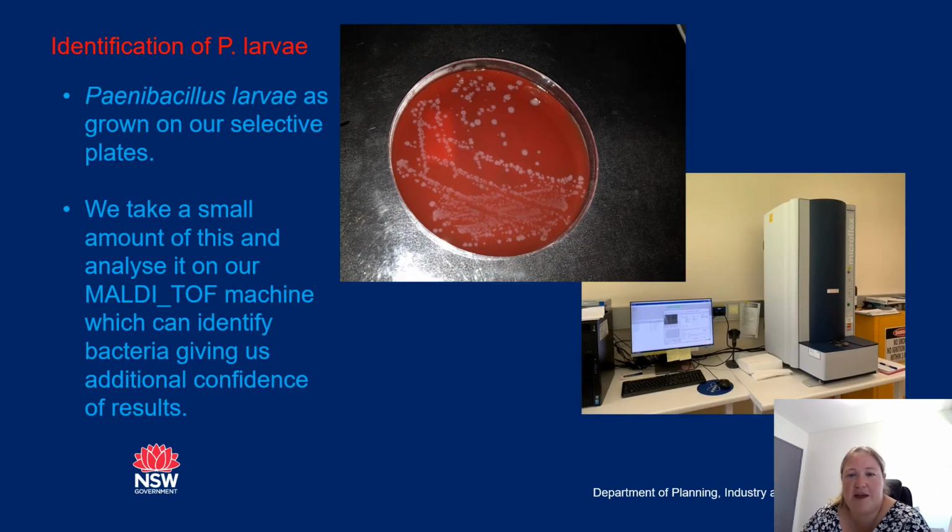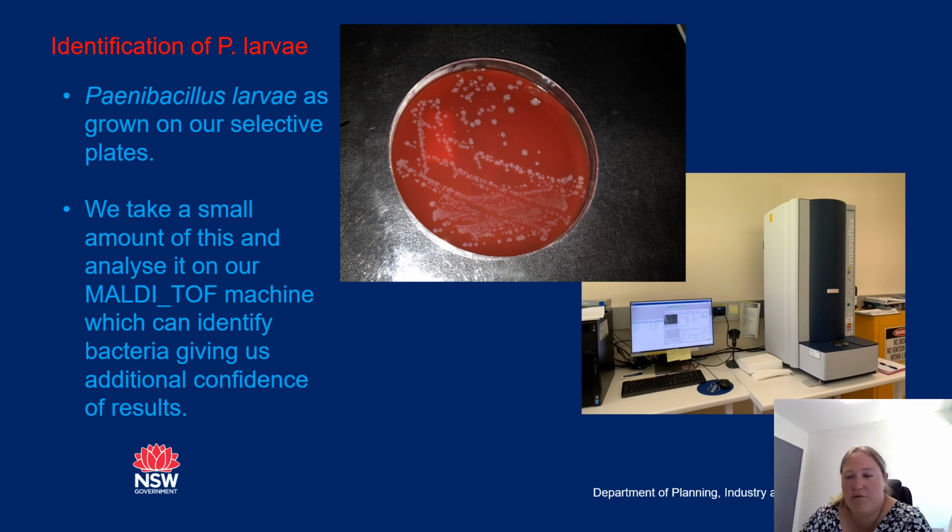And this plate up the top here is an example of a positive growth for Paenibacillus larvae. Now this is a heavy growth. This is a control organism that we have in the lab that we use to validate our tests and our media that we make, the plates here. And that's what it looks like.